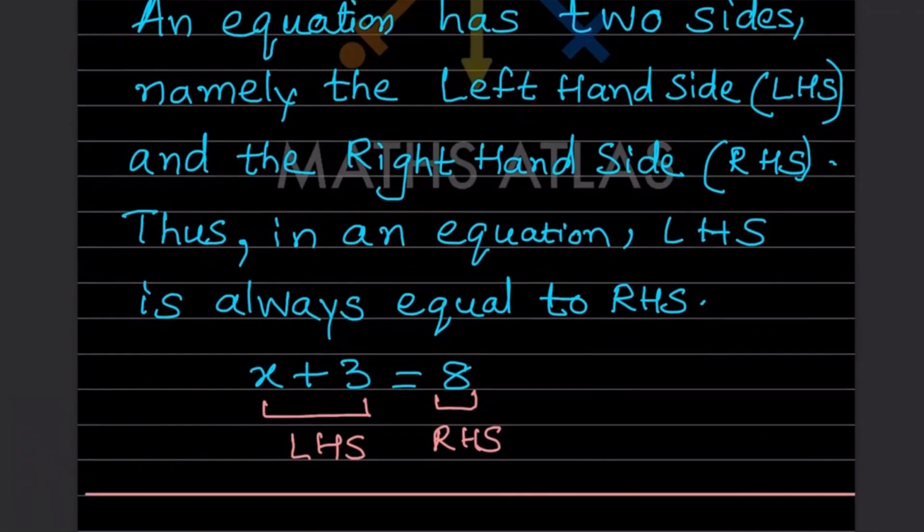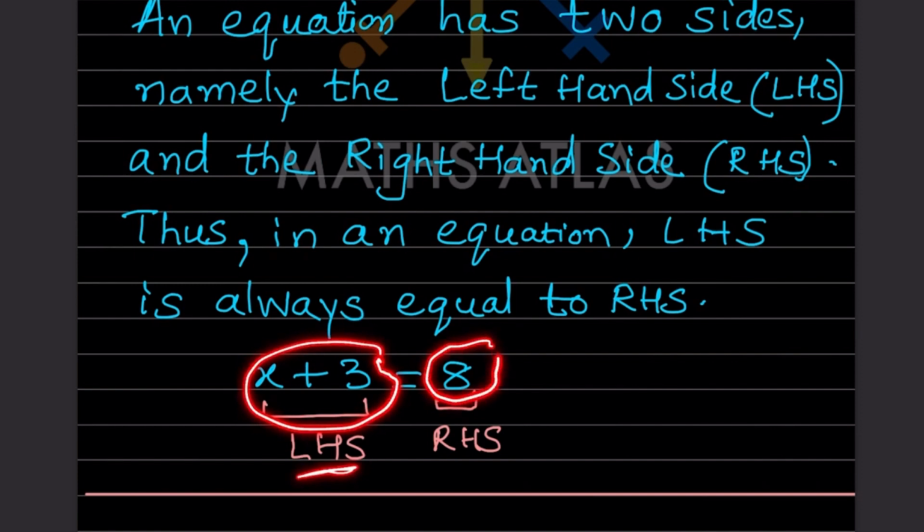Now see, this is an equation given. If I write here x plus 3 is equal to 8, this is the LHS, on the left side, and this is on your right side. So we write this as LHS and this as RHS. Hope that is clear to you.